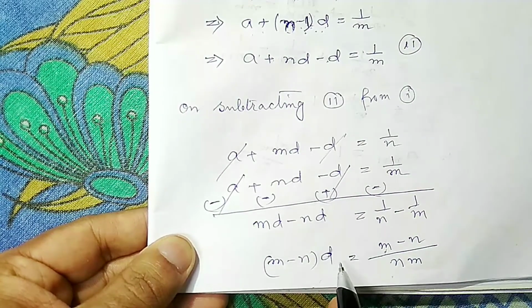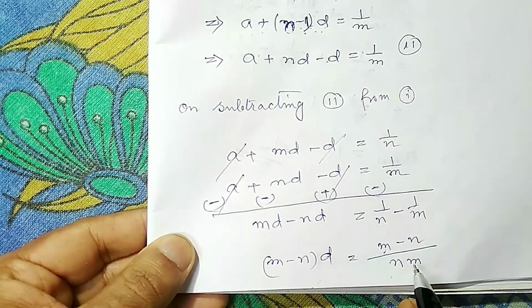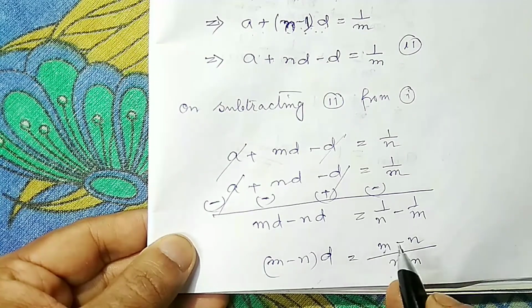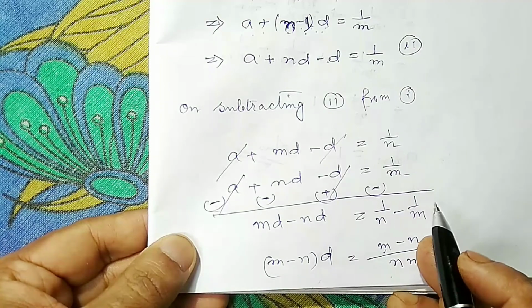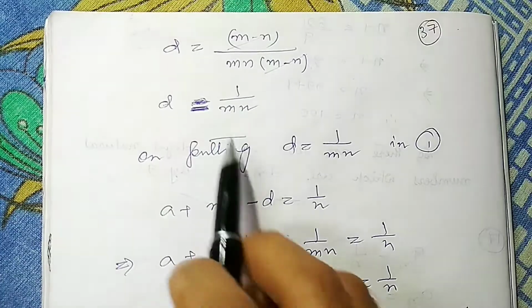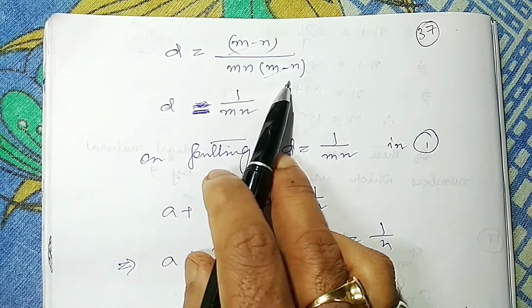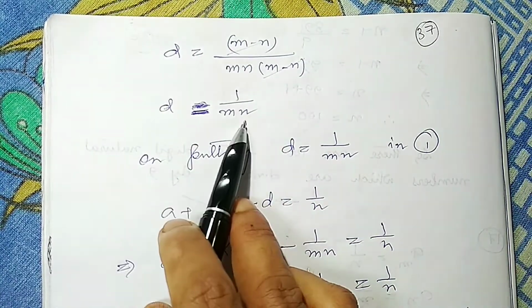Now from here I can take d common, so we are left with m minus n, and this common d we have written outside. From here, the LCM of m and n will be mn; mn divided by n, I will get m into 1, that is m, minus mn divided by m, that is n into 1, that is n. So d equals m minus n divided by mn, m minus n. These two terms are equal and cancel, so d equals 1 by mn.